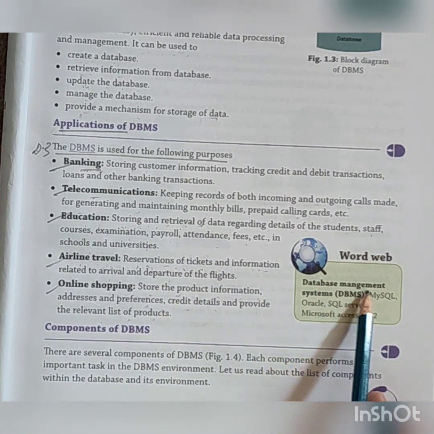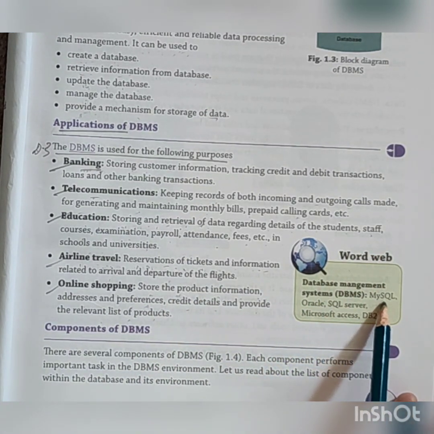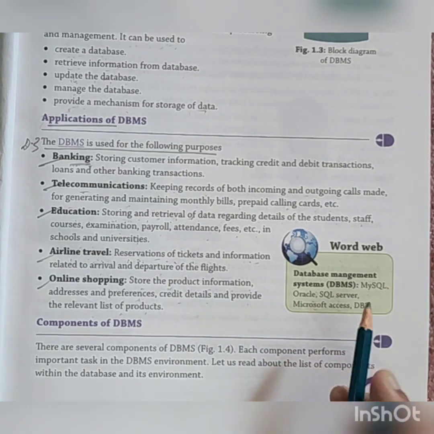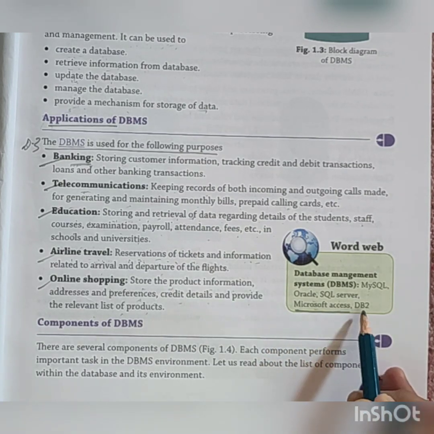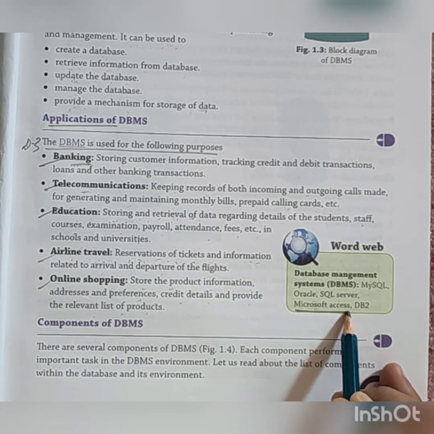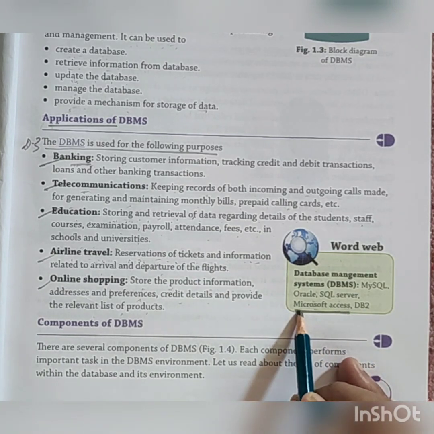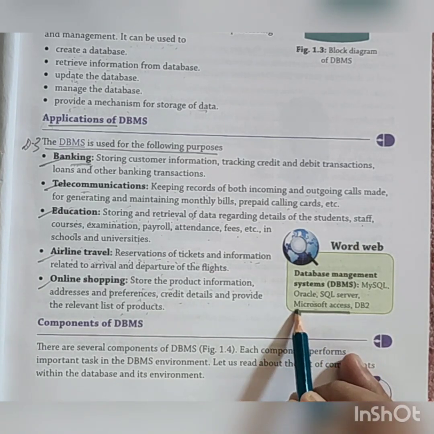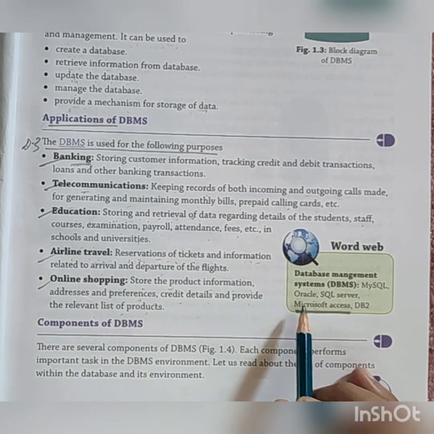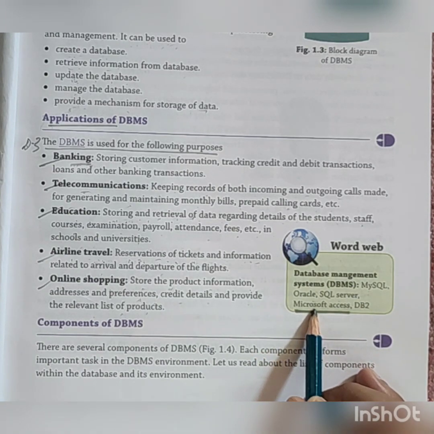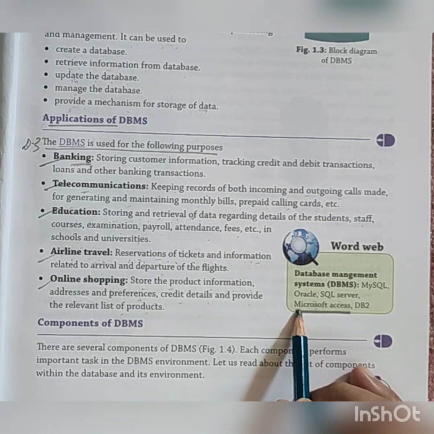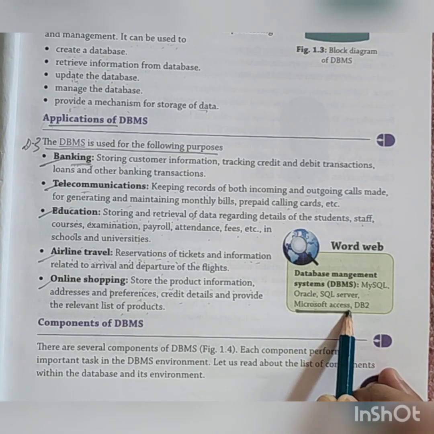Now database management system has the following software: MySQL, Oracle, SQL Server, Microsoft Access. In our class, when we are having practical, at that time we will practice through MS Access. That is the basic DBMS software, database management system software. Through that we can create our database, we can create our records, we can create our queries, we can create fields, we can create forms. So in the practical session we'll do all these things.